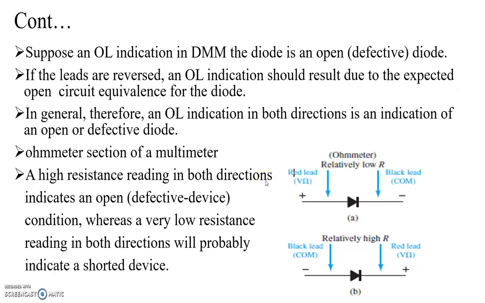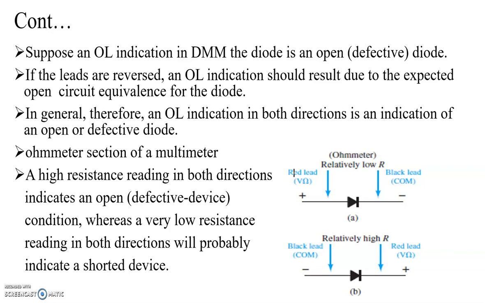Next, suppose there is an OL indication on the DMM; the diode is open or defective. If the leads are reversed, that means reverse bias condition, and an OL indication should result due to the expected open circuit equivalence of the diode. So in general, an OL indication in both directions is an indication of an open or defective diode. If you get OL in both directions, there is a defective diode.